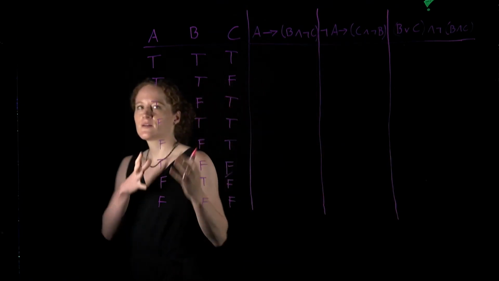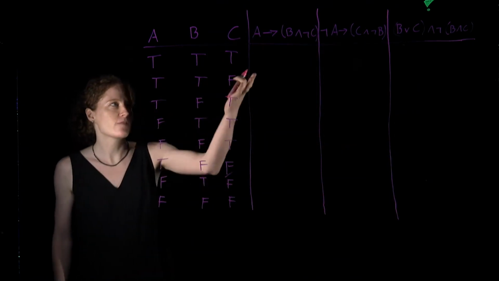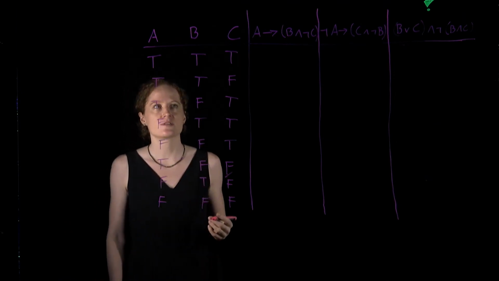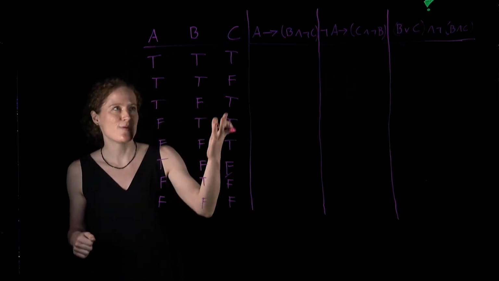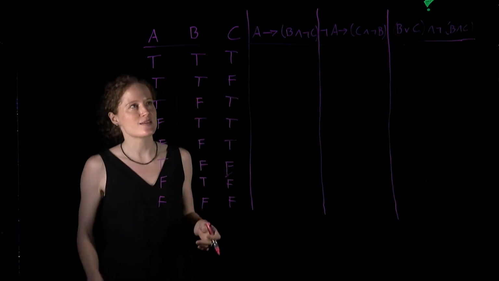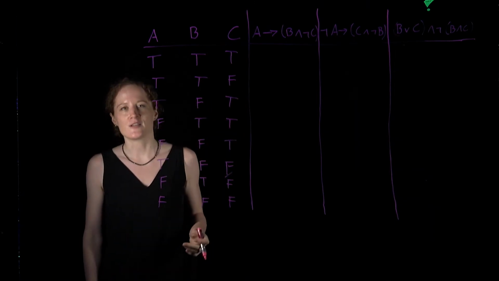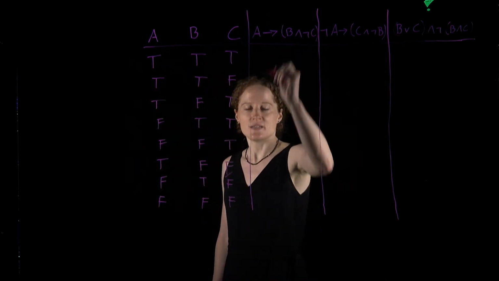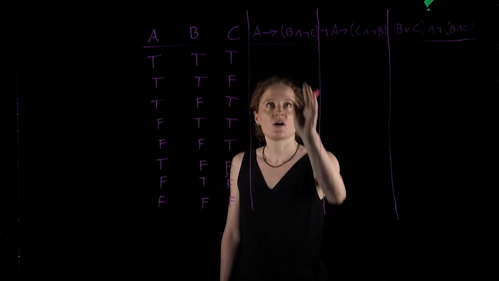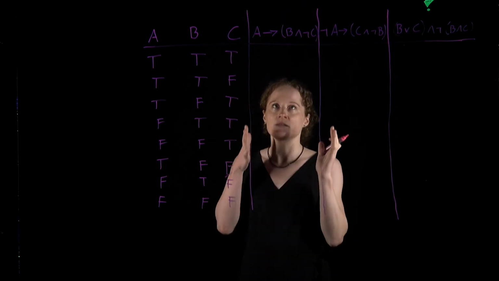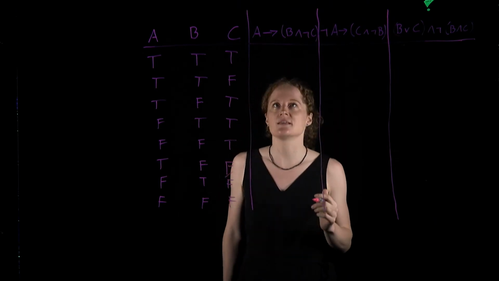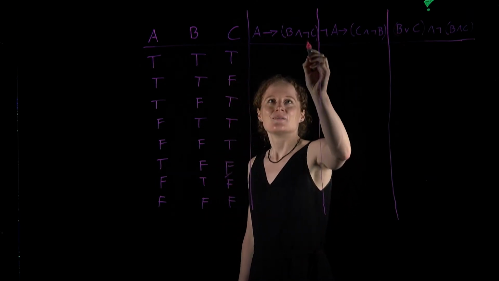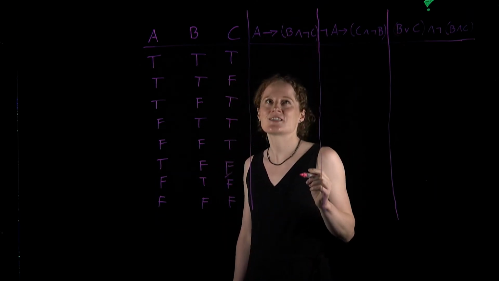I've here already constructed the reference column. We have 3 atomic sentences and therefore a reference column with 8 rows. Let's start by filling in the assessment column for our first premise. So the main connective here is a conditional, and the consequent of the conditional is the conjunction B and not C. Now I'll start with the innermost connective, which is the negation sign.